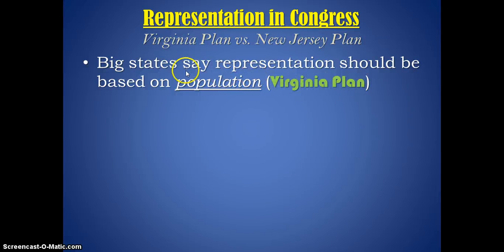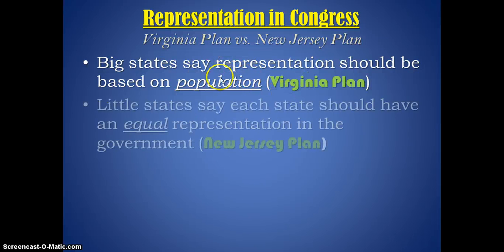The more people a state has, the more representatives they should be able to send to Congress. But little states say each state should have an equal representation in the government. In other words, states that have a smaller population say that each state should have an equal representation. That was the New Jersey plan. New Jersey is kind of a smaller state with less population. Virginia has a larger population, so they're going to disagree with each other.